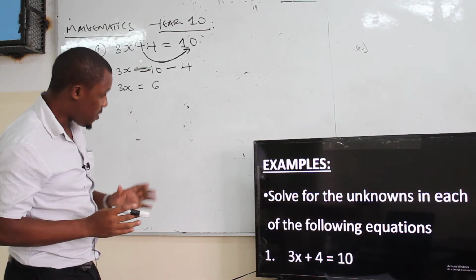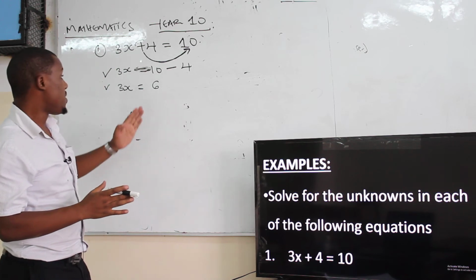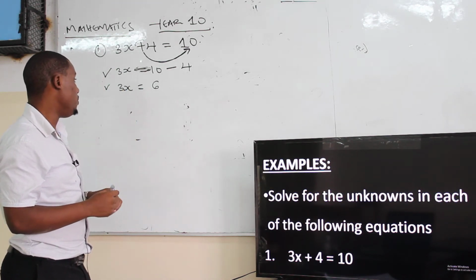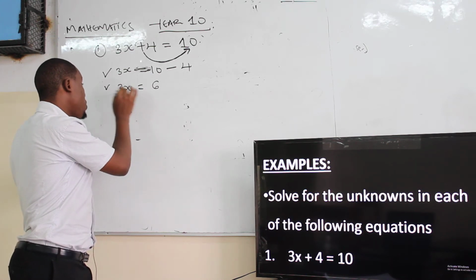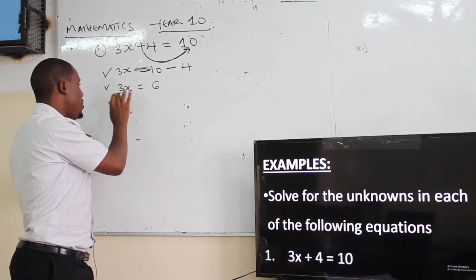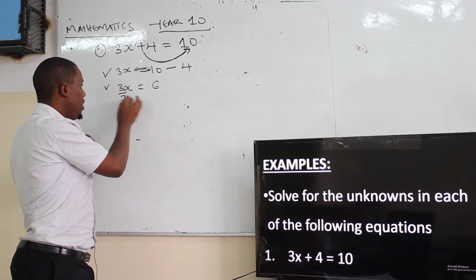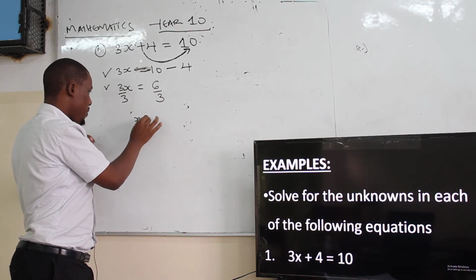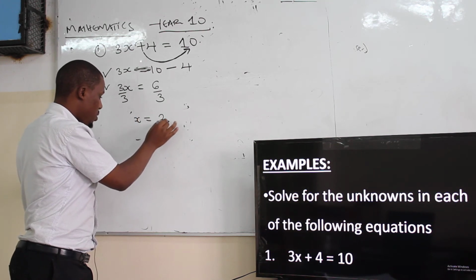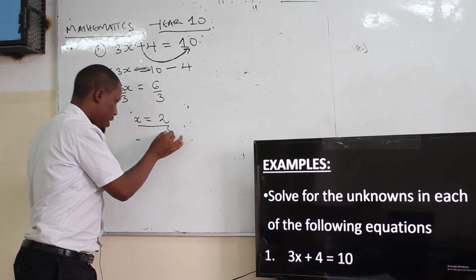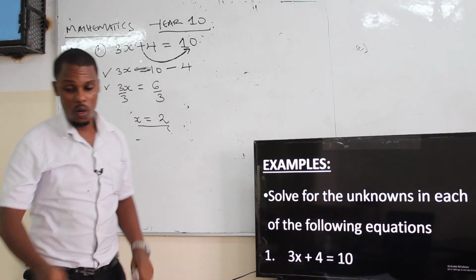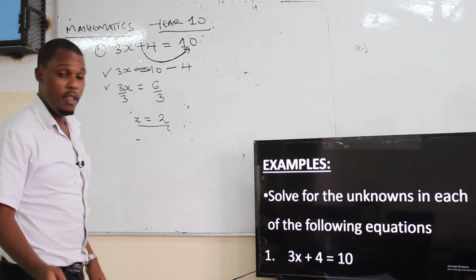Once you carry out that subtraction, you are still not through, because you can see the coefficient of the x is not yet 1. So on this side divide by 3 to make sure that the coefficient of your variable is 1, and on this side divide by 3. Then x is equal to 6 divided by 3, which is 2. So that's why we say it is a conditional linear equation that has only one variable.